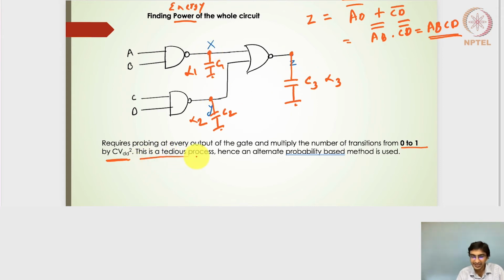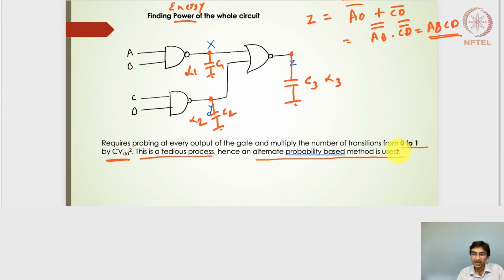But this is a very tedious process. Now, what is a tedious process? Finding the number of transitions at individual nodes is a very tedious process. Hence, an alternate probabilistic method is used.